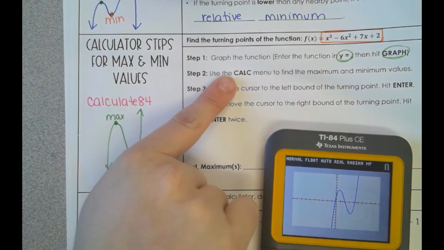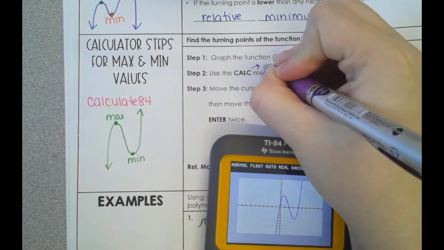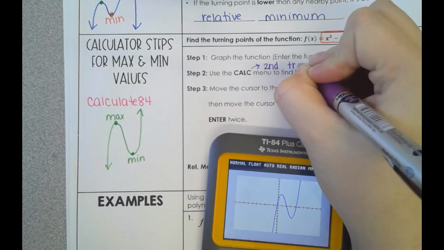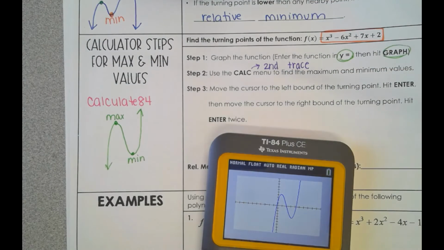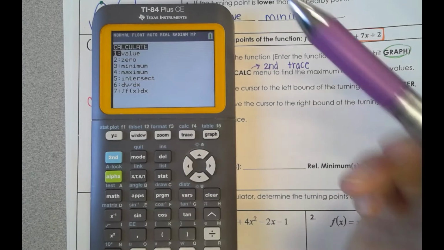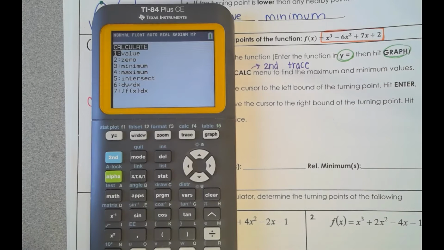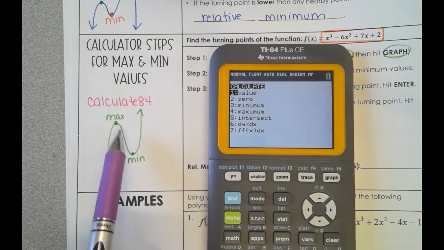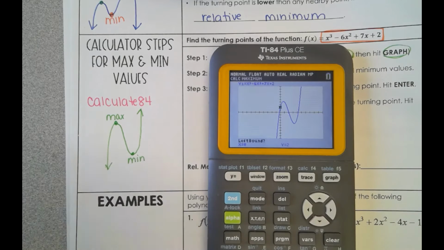And so step 2 says to use the calc menu. To get to that, you click second trace. Make sure you can see. Second trace. And notice 3 and 4 say minimum or maximum. You can find whichever one you want first, but I tend to work left to right. So the maximum is what comes first. So I'm going to go down to maximum. Sometimes there are several maximums in a graph, so you have to tell the calculator which one you're talking about.